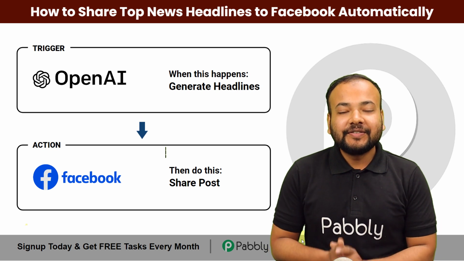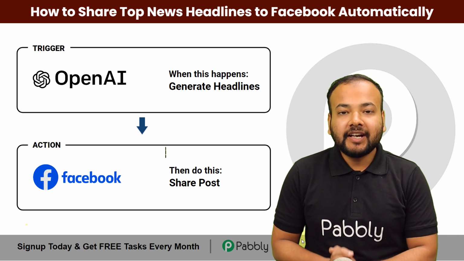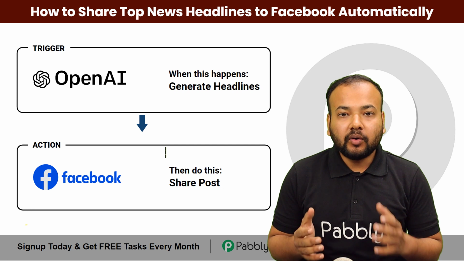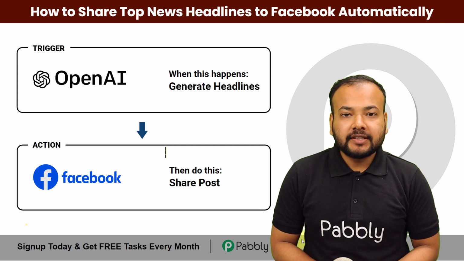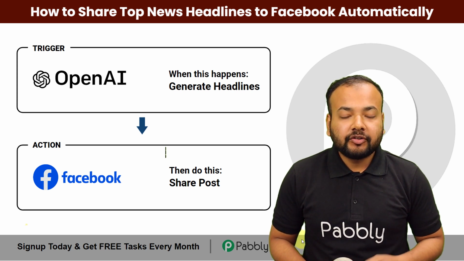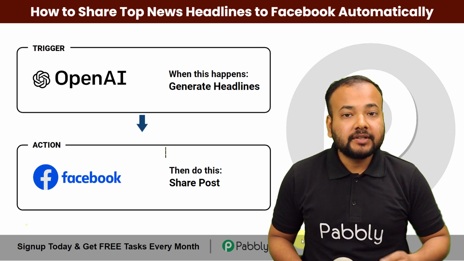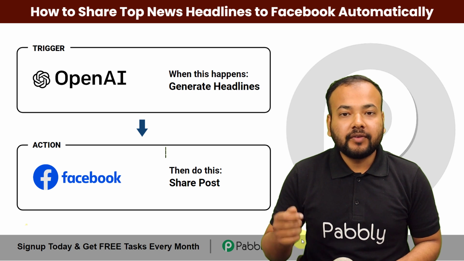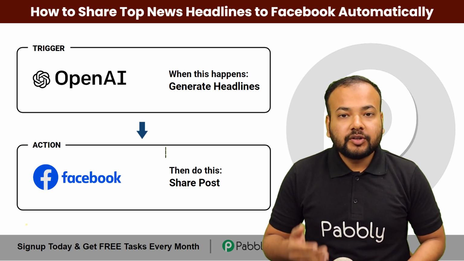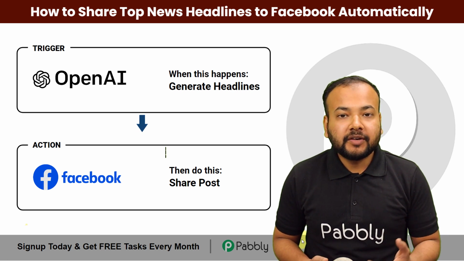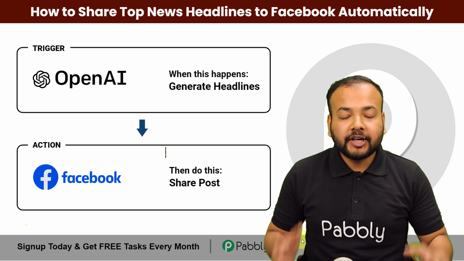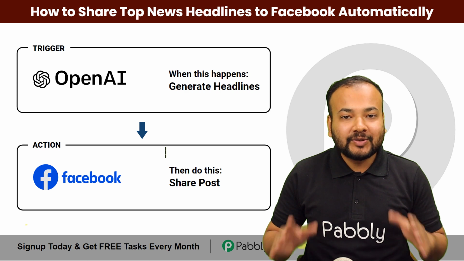Guys, in this video, you will learn how you can generate and share news headlines using OpenAI and share it on Facebook automatically. So this workflow is going to generate news headlines on a daily basis using OpenAI and share it on Facebook automatically. This will improve your social media presence and your engagement with your audience. And we are going to set up this automation without any coding, super easily.